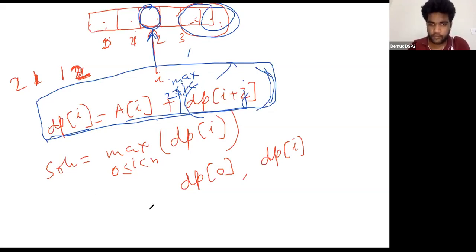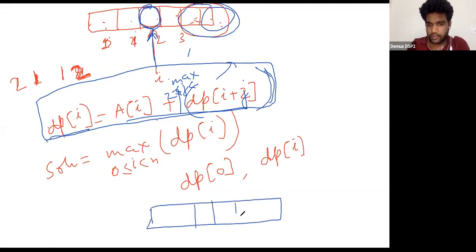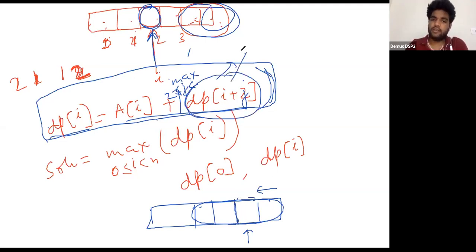So for a particular subproblem, look at this now. Let's say you are solving for this particular problem. What all do you need? You need the maximum that you have found till I plus 2. So when you are coming from here, you could keep updating the maximum, and that's what we could use in this place straight away with A of I. That's what Gitansh was saying.